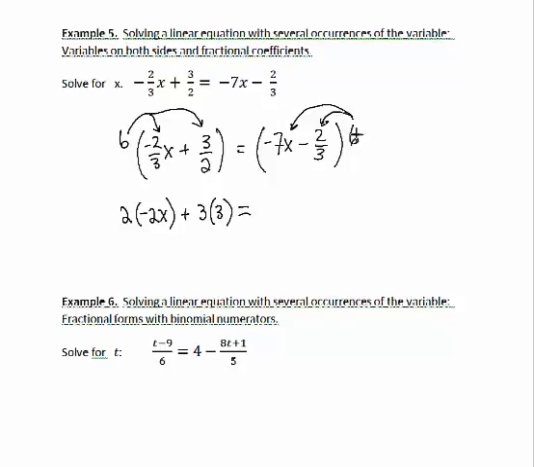Alright, now for the right side, 6 times a negative 7 gives us a negative 42. There was no denominator. You could say that this is a 1, but 6 divided by 1 is 6, and so we still end up multiplying the 7 on top by 6. The 7 had an x attached to it, so the negative 42 has an x as well.